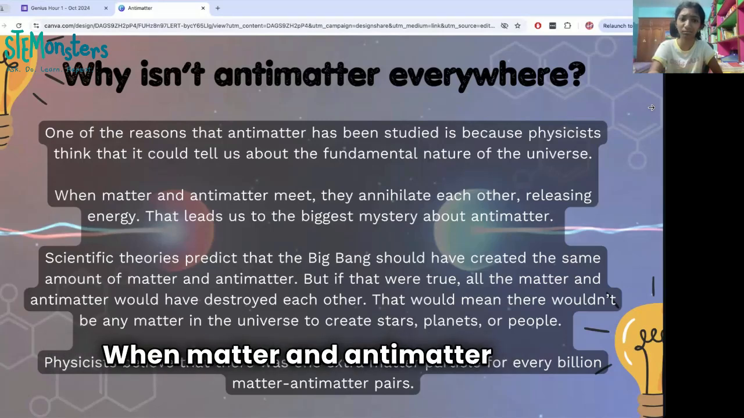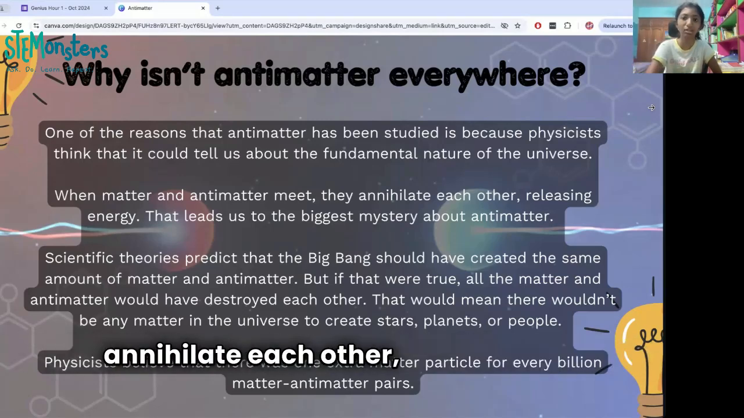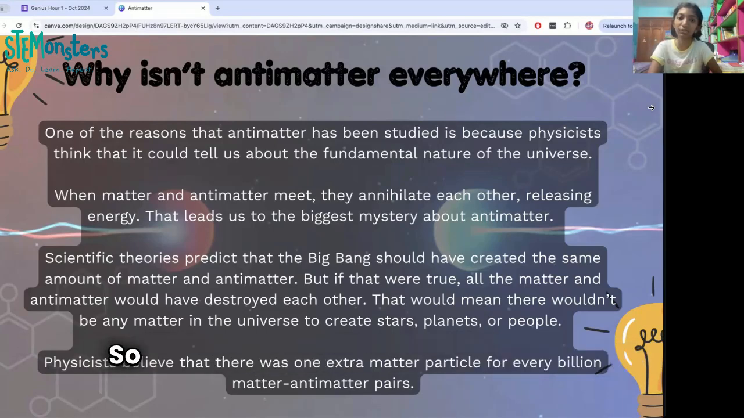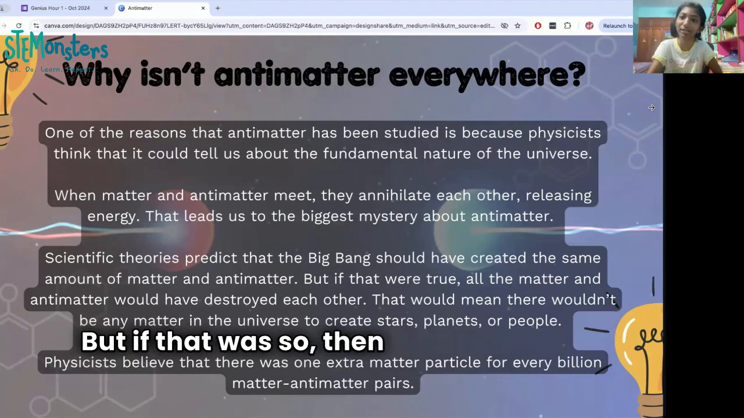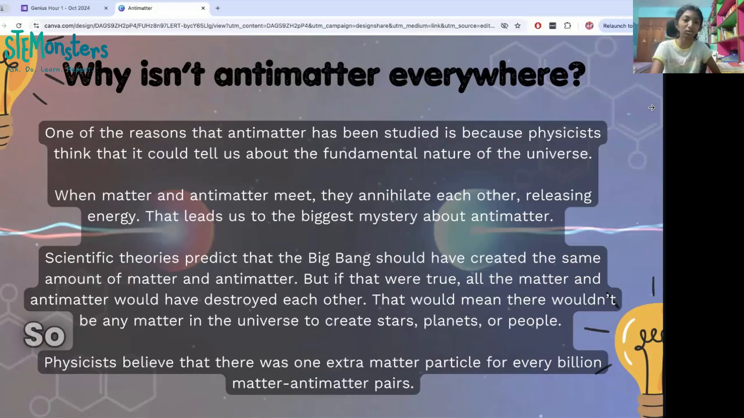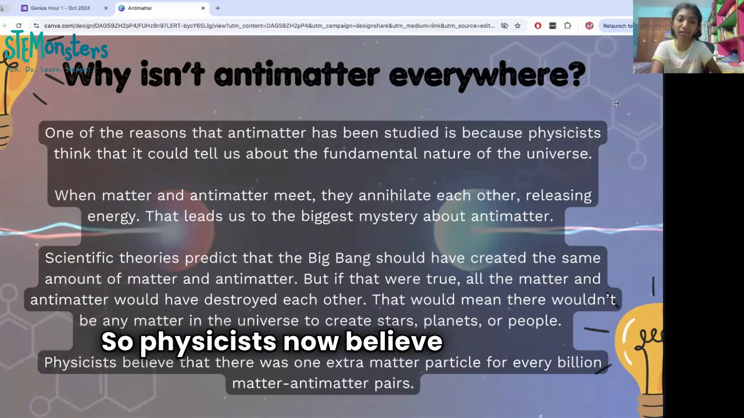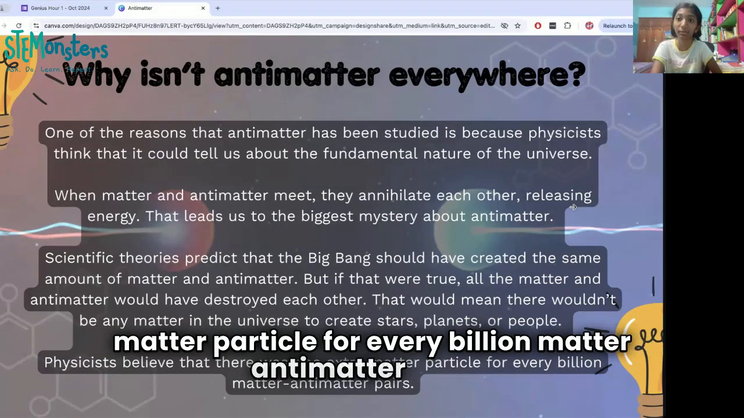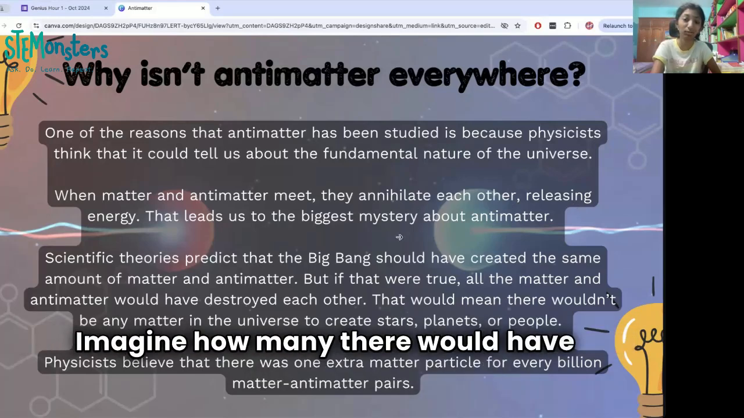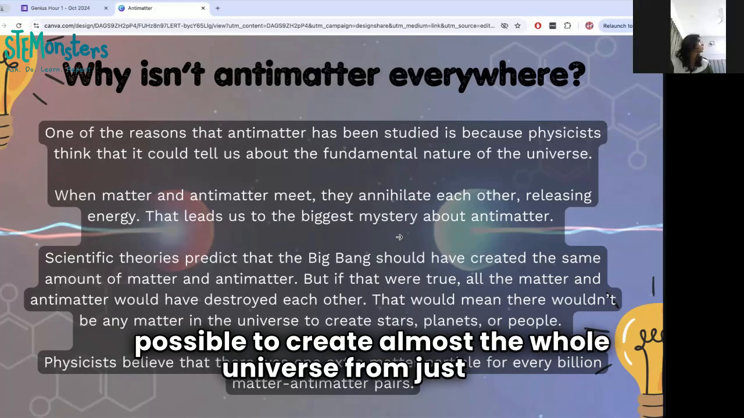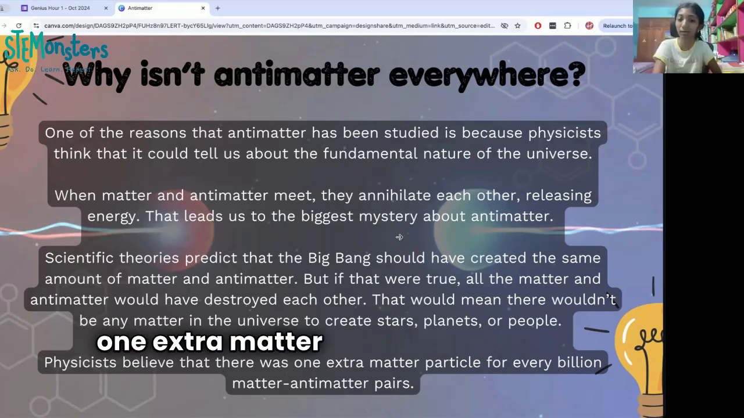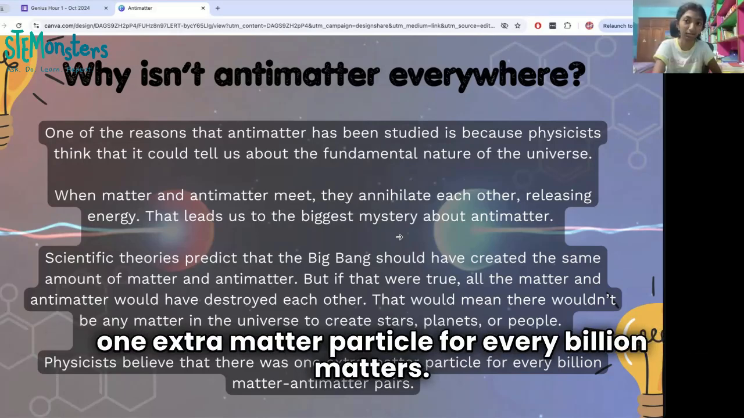When matter and antimatter meet, they annihilate each other, releasing energy. Scientific theories predicted that the Big Bang should have created the same amount of matter and antimatter. But if that was so, then how would we exist, right? So, physicists now believe that there was one extra matter particle for every billion matter-antimatter pairs. Imagine how many there would have been if it was possible to create almost the whole universe from just this one extra matter particle for every billion matter-antimatter pairs.